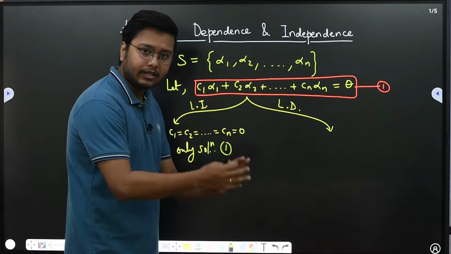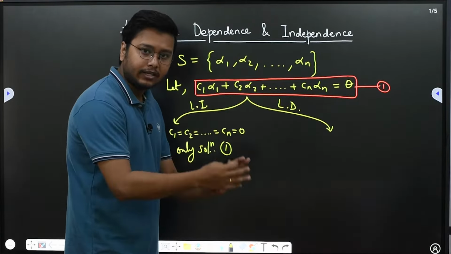Now, what are the specific cases? Suppose each vector is how many dimensional here? 3-dimensional vectors. How many vectors? 3 vectors, alpha 1, alpha 2, alpha 3, and each vector is 3-dimensional. So if the number of vectors and the dimension of vectors match, then there is a shortcut way of doing these kinds of problems.